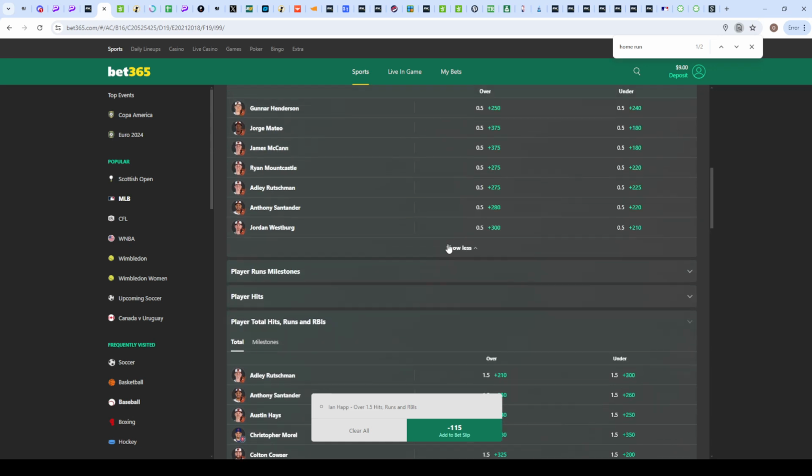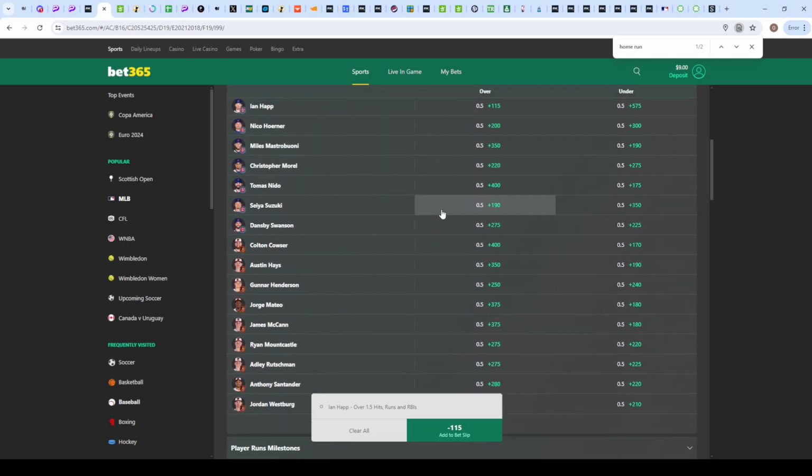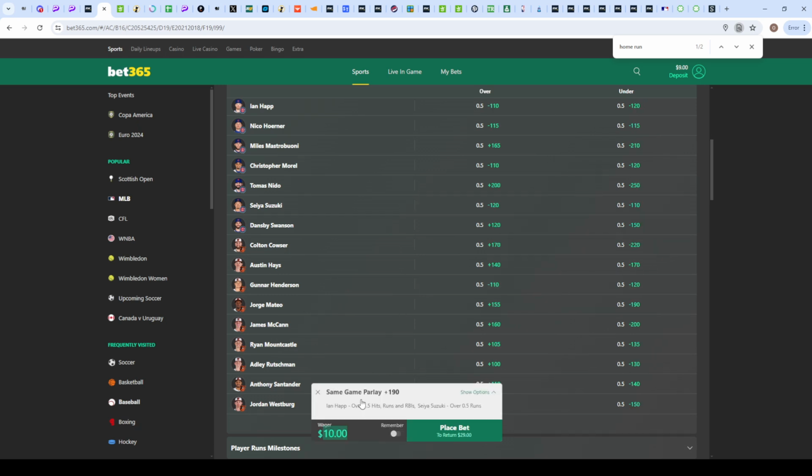And what we could do now is combine these 2 players together on the same game parlay feature. So we take Happ on his over, and we also take Suzuki on his over. And you see Bet365 is giving me a plus 190 payout. So what that means is if we put $10 on this, we're getting returned $29.